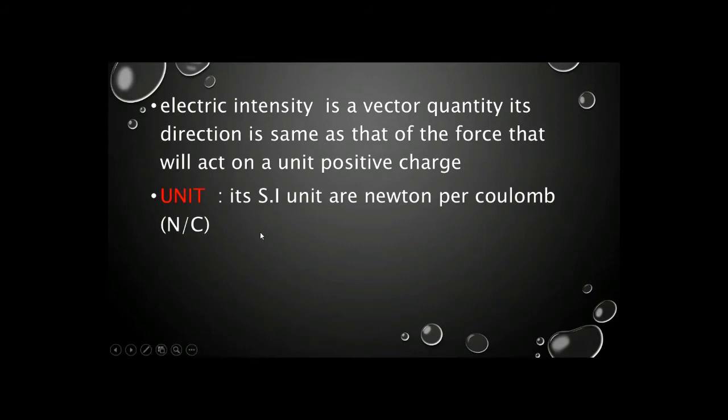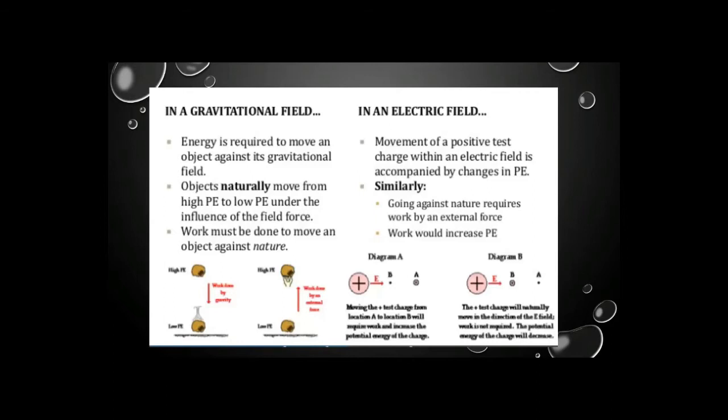Electric intensity means with how much force a charge attracts the other charge. So here is the difference between the gravitational field and the electric field. Energy is required to move an object against its gravitational field, and the movement of a positive test charge within the electric field is accompanied by a change in potential energy. Similarly, objects naturally move from a high potential to a low potential under the influence of the force field. So work must be done to move an object against nature.